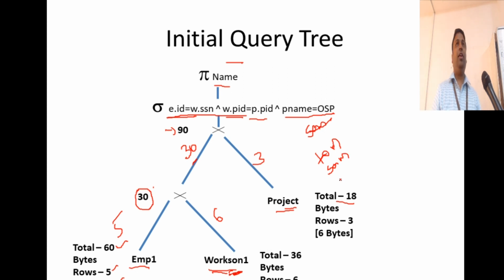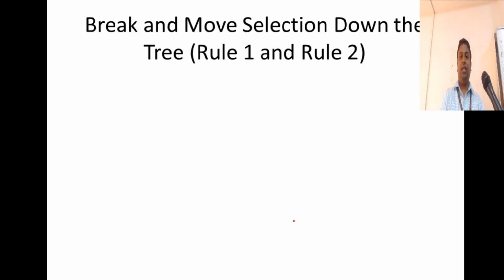So how will you optimize this tree? Quickly think on the optimization. You have studied 4 rules. Rule number 1 is, you have this big selection, break it down into parts and then see whether you can move it down the tree. If I break it down into parts, this is one part, this is one part, this is one part. Project name is equal to OSP: this one I can move down the tree, right? I am only worried about projects of name OSP, so I can filter it immediately. So that is rule 1, and rule 2 I apply.